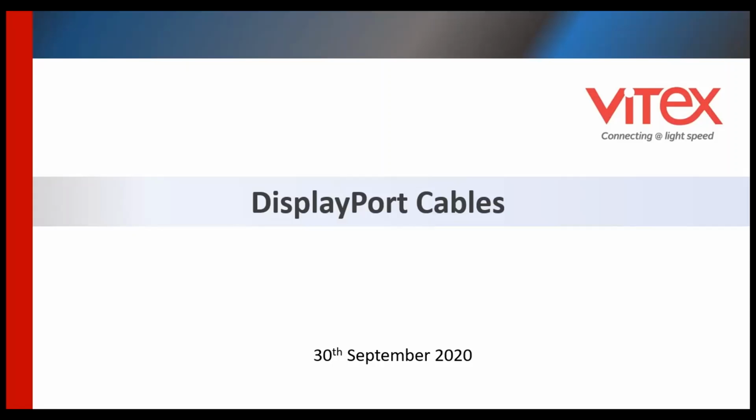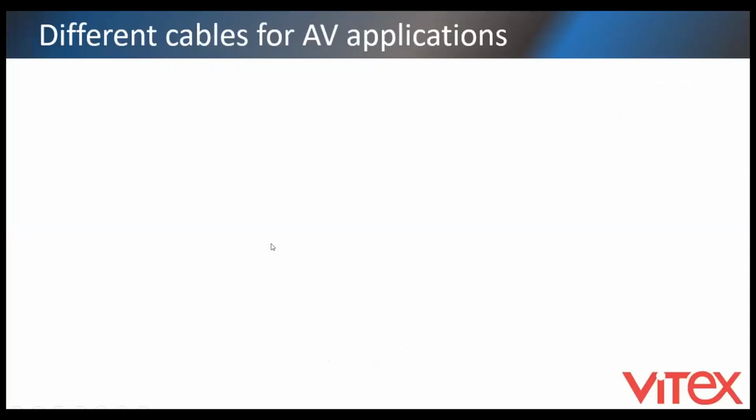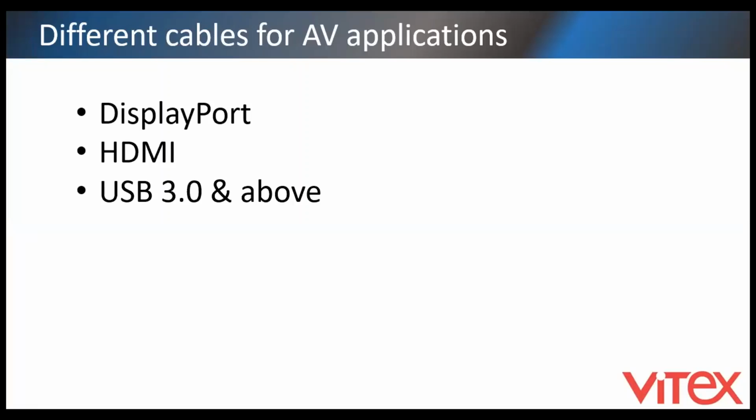So diving right into this presentation about DisplayPort cables, let me explain what the different cables are for the different audiovisual applications. These are listed as follows. Currently and in the past, we have had different cables which are used for audiovisual applications. These are DisplayPort, HDMI, USB 3.0 and above, VGA, DVI, and RCA.